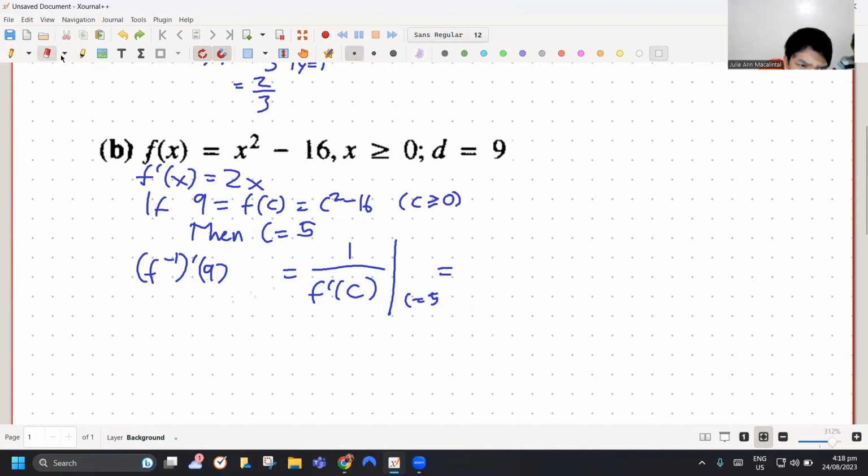Okay, wait, let me just adjust the eraser.